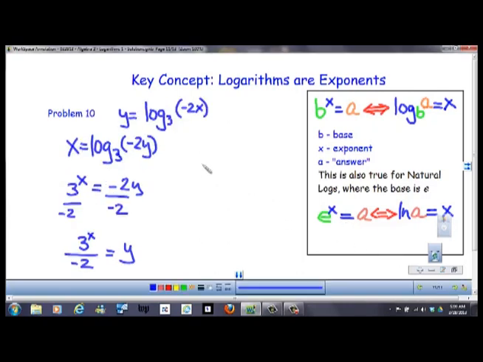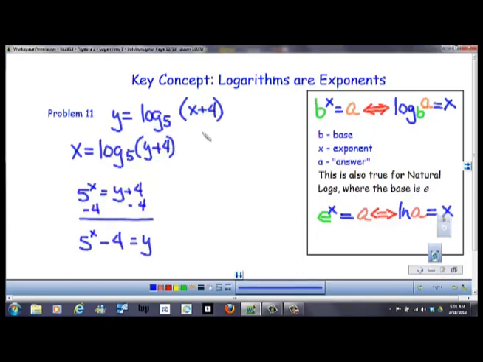Problem 10. Looks like it's a little more confusing, but it's really not. X is equal to log base 3 of negative 2y. So what we'll do is say 3 to the x is equal to negative 2y. Divide both sides by negative 2, and that's really our answer. Y is equal to 3 to the x over negative 2. All you have to do is remember the power of parentheses. All of this is the answer, so we don't move anything to the other side, we just raise 3 to the x power, and then work through isolating y.